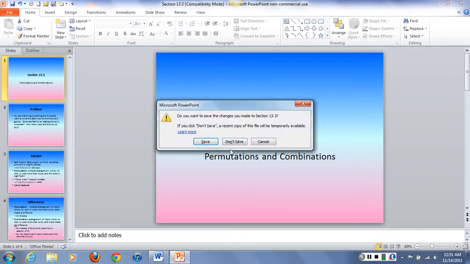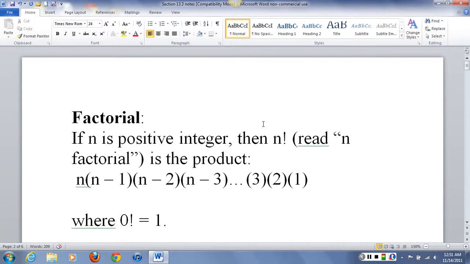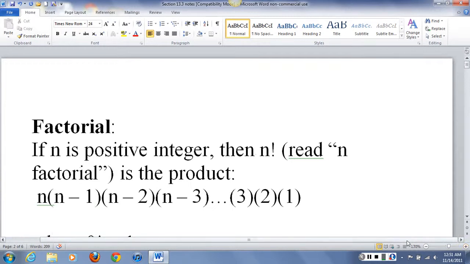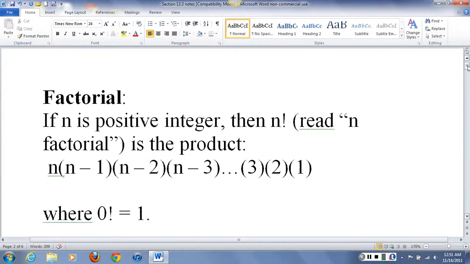So let's look at some more examples. Here we go. Like I said, a factorial says if n is a positive integer, then n exclamation mark, which we say as n factorial, is the product of n times n minus 1 times n minus 2, and that whole idea where we're going down the line, taking away 1 each time, all the way down to 1. Where 0 factorial is always considered 1.